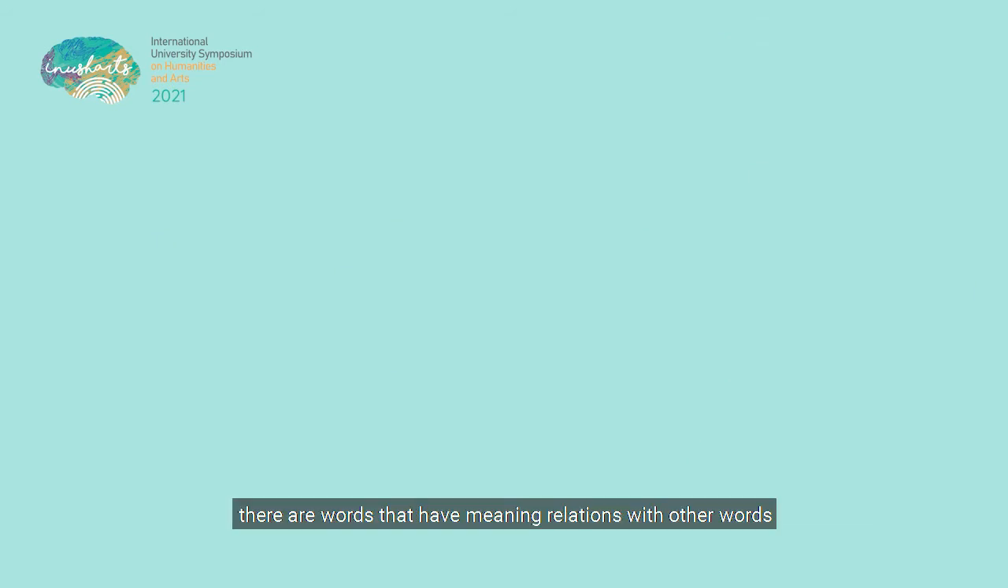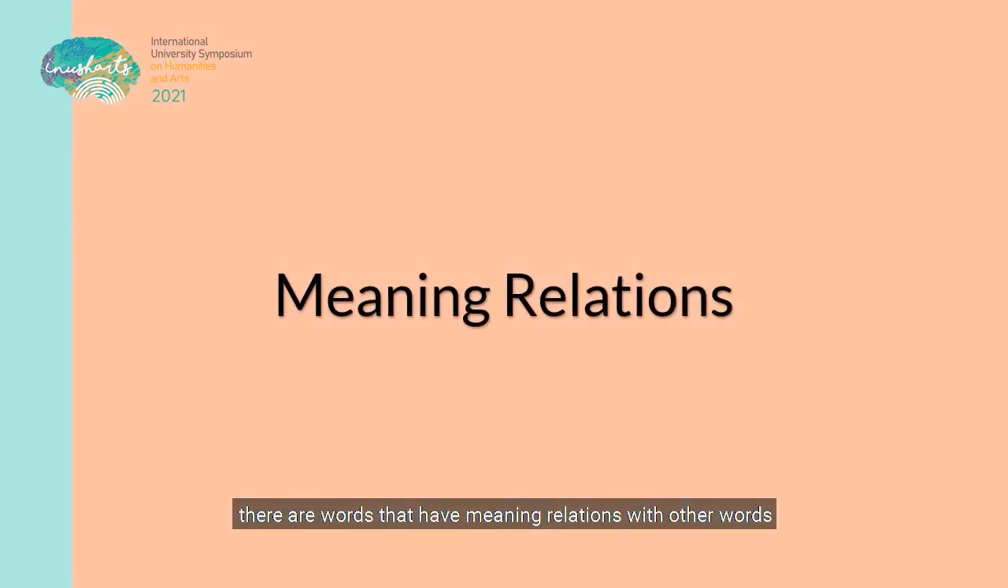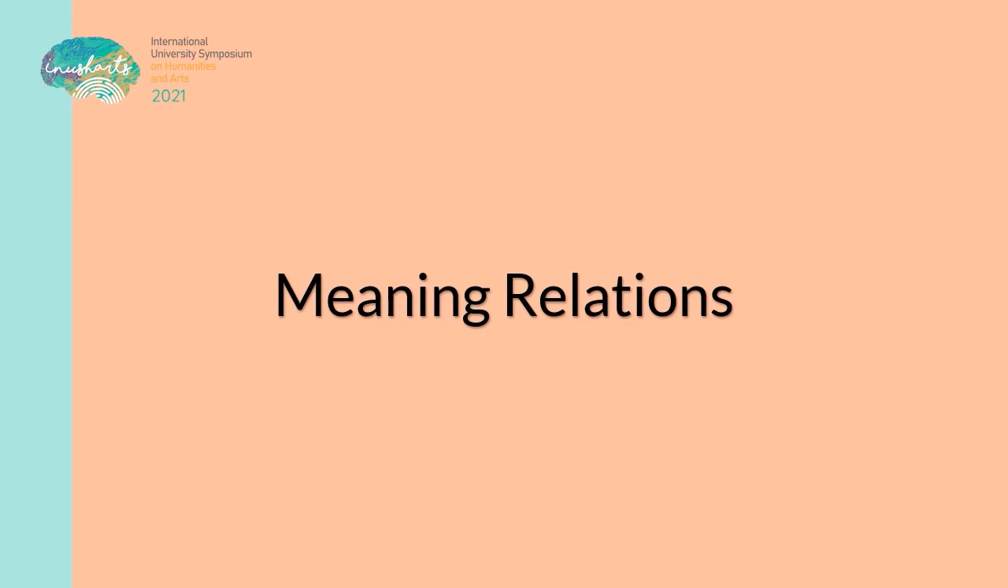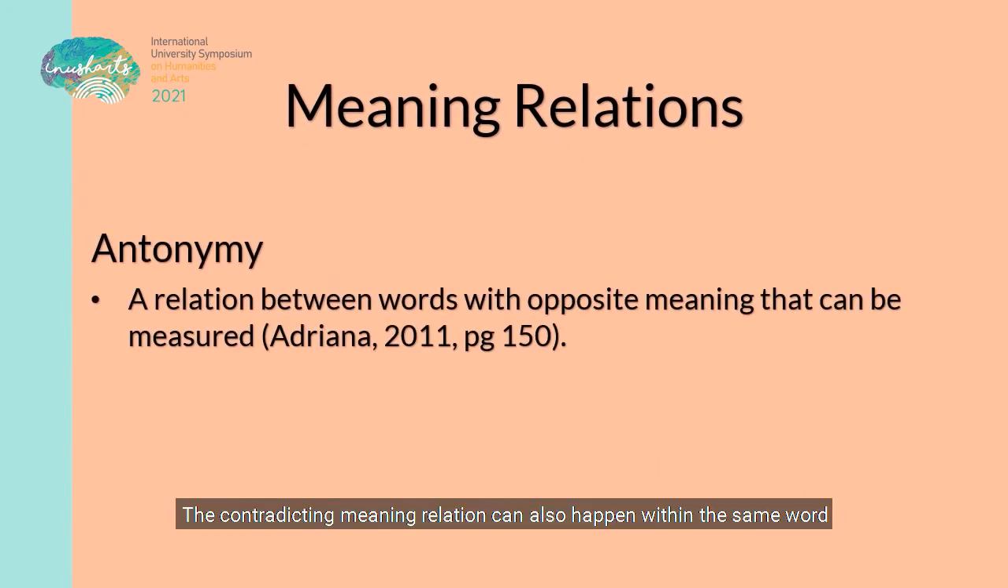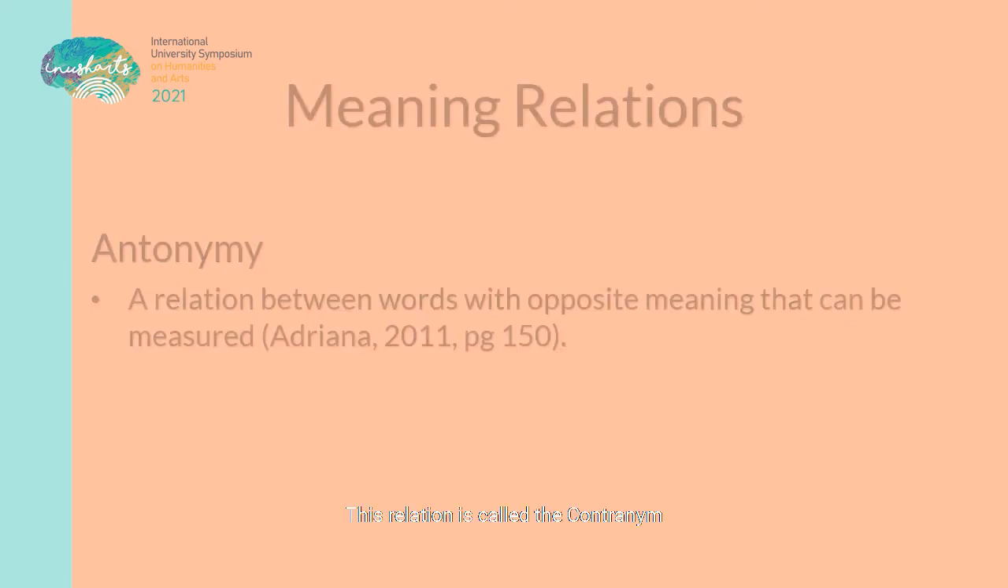Within each word, there are words that have meaning relations with other words or in the word itself. For example, the contradicting meaning relation. The most common contradicting relation we know is the antonymy. The contradicting meaning relation can also happen within the same word. This relation is called the contranym.